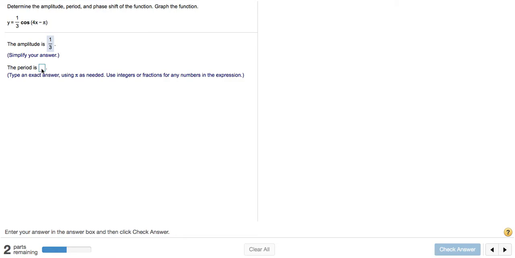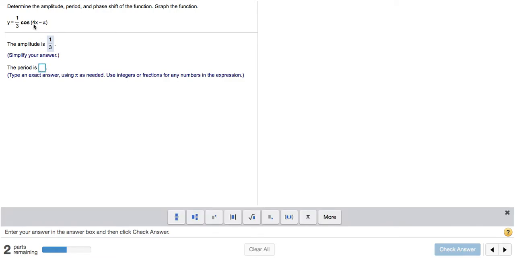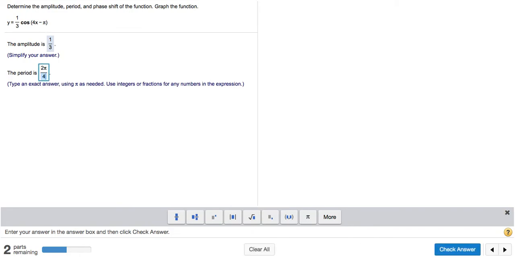Now in terms of the period, that is completely determined by the number that is in front of the x. This is the number that will either stretch or shrink your graph horizontally. The period of just cosine itself, cosine of x, is 2 pi. If you want the period of cosine of something like 4x, you'd have to take the period, which is 2 pi, and divide it by 4.